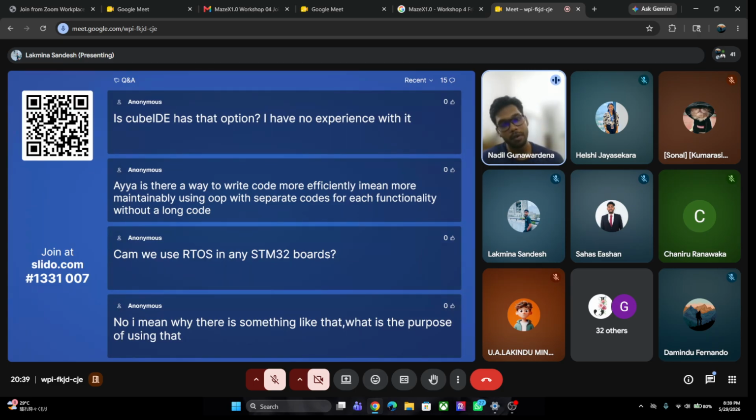And also write code more efficiently. For each functionality, you can develop a library. For getting sensor data, you can call, for example, sensor dot left, get data sensor dot left. If that function is called, you can get the sensor data. Likewise, you can maintain separate files for each functionality, and it is way easier for your team also to develop functionalities.